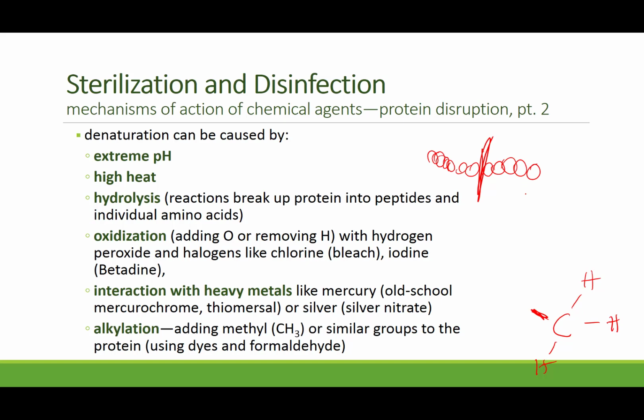You attach methyl groups like this or other similar groups to the amino acids in a protein, and you alkylate them, and you can denature the protein, change its shape. And again, as you change the shape of the protein, you change the protein's function. It can no longer do the function that it was doing in the previous shape. And so dyes like the stains that we use in staining cells, formaldehyde is another alkylating agent. There's a bunch of different alkylating agents that can be used.